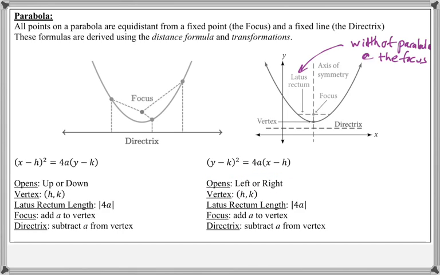Then we have our vertex, (h, k). We have the latus rectum length, which again is the width of the parabola at the focus. This is the absolute value of 4a. So whatever number is here, take the absolute value of that, and that would be your width. It also helps to figure out what a is. If you figure out what a is, then if you add that to the vertex, you get your focus, and if you subtract that from the vertex, you find your directrix.